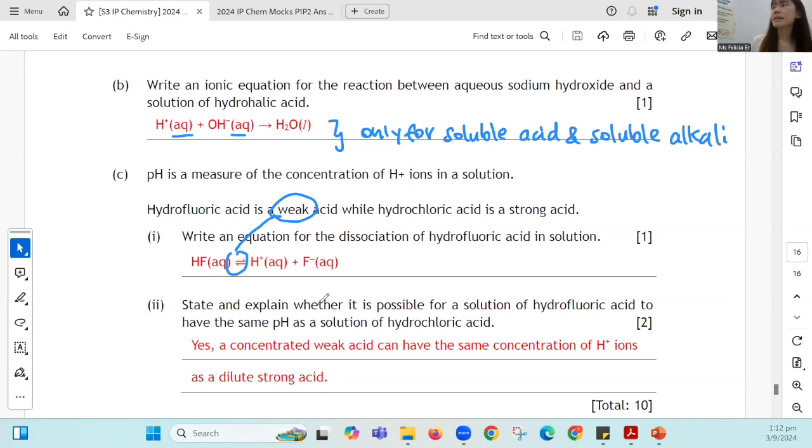Then the last part: state and explain whether it is possible to have the same pH. The answer is yes, because you play with the concentration. A concentrated weak acid can have the same pH as a diluted strong acid, because the concentration of H plus can be equal. Do you have the words same concentration of H plus? Make sure you have this part over here.